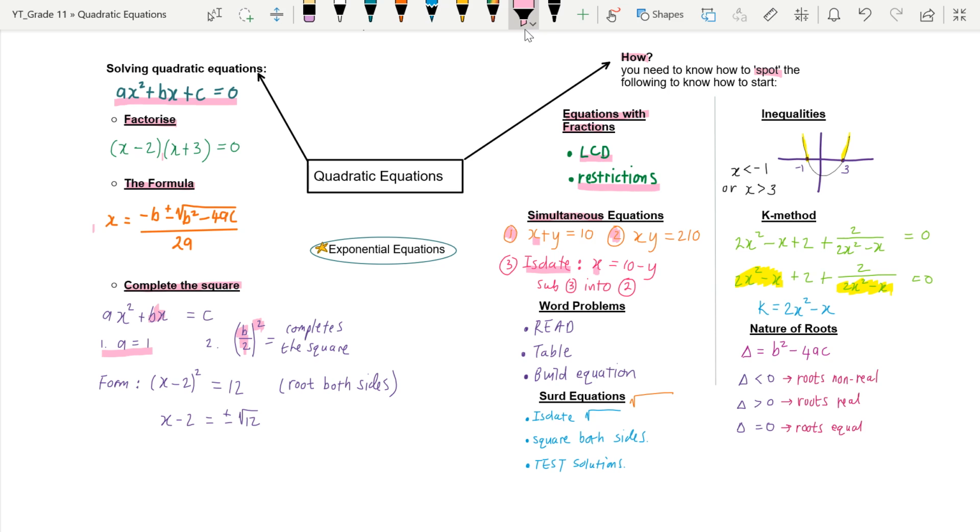Word problems. Oh, everybody's favorite. It's all about reading carefully. I just laugh at my students like, okay, explain the scenario back to me.